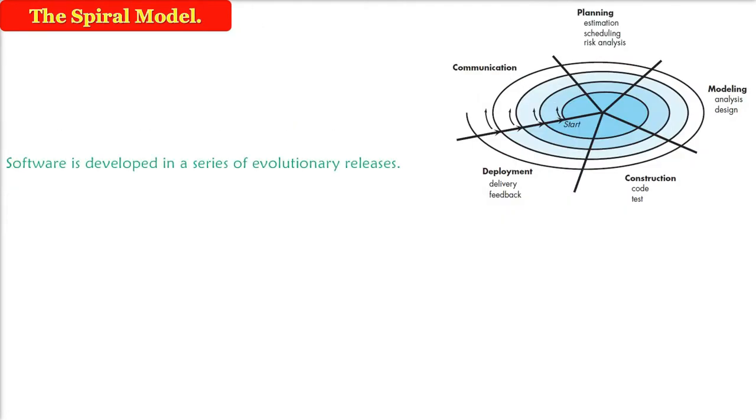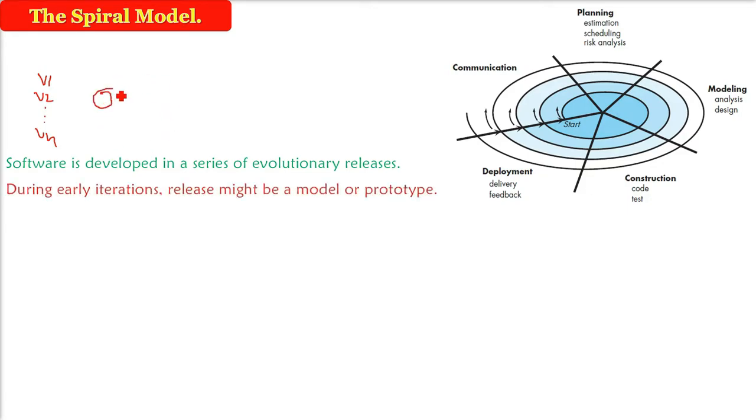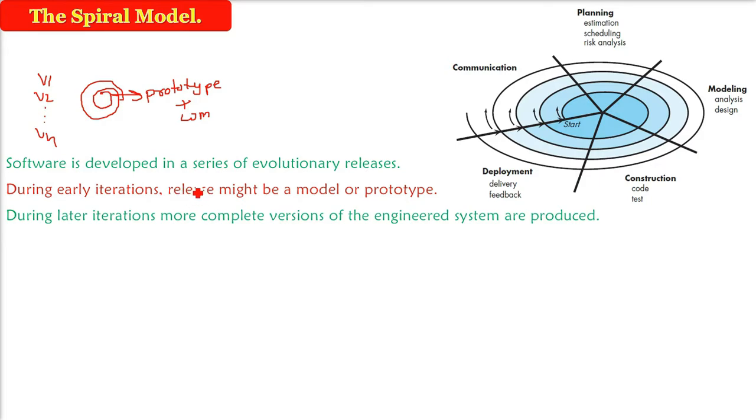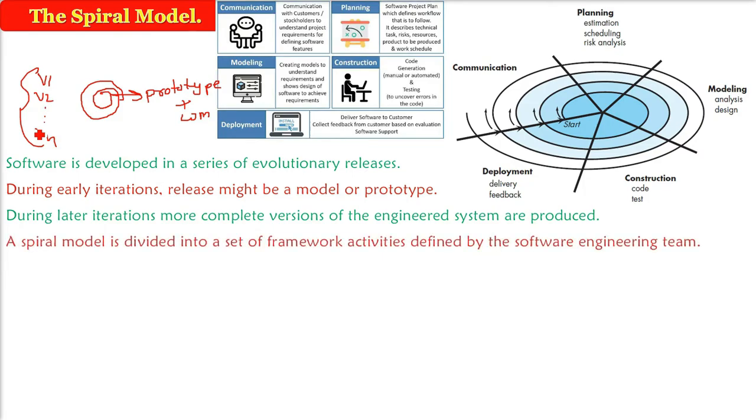Software here in the spiral model is developed in a series of evolutionary releases. Version 1, version 2, version n. When you start the iterations, iteration is all about looping. You go through the loop once, then again like this. So in the early iteration, the release might be a prototype. It can be a model also. That is why we are saying it is the iterative nature of prototype plus the waterfall model. So first maybe the prototype, then you go to different iterations. Here you will give version 2, version 3 like this.